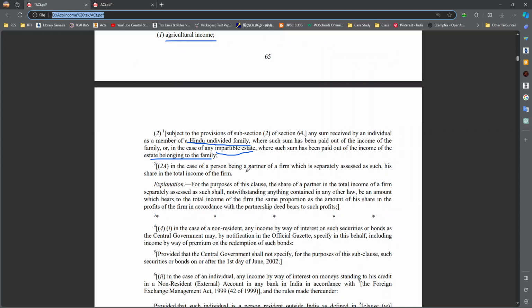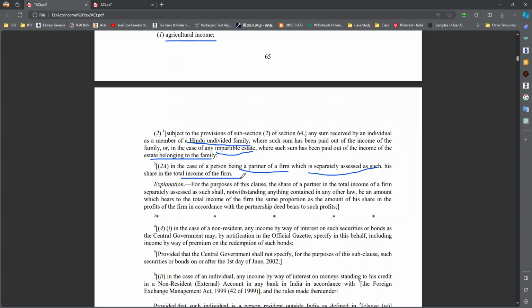In the case of being a partner of a firm which is separately assessed, such share of the total income of the firm. As a firm, the income is taxed at 30%. So when the same income is taxed under the partnership firm or LLP, then the same amount received by the partner is not taxed in his hands.